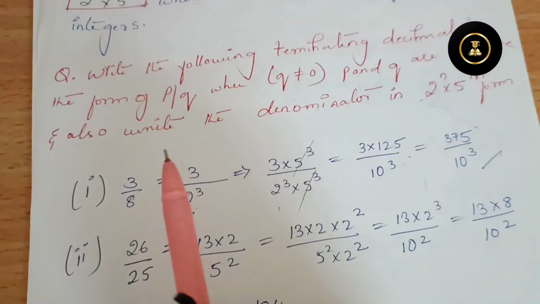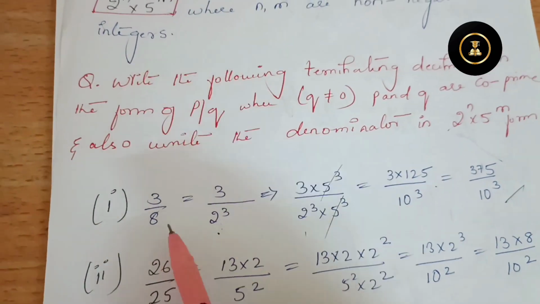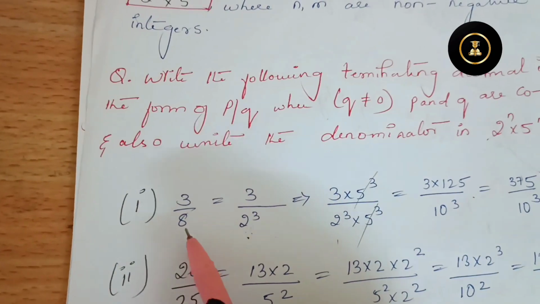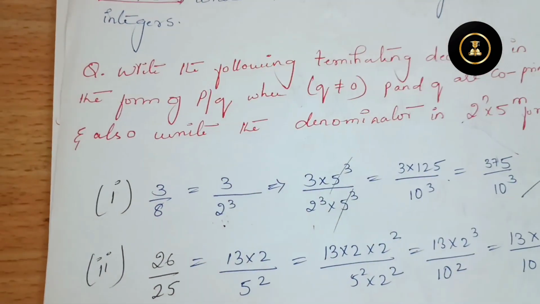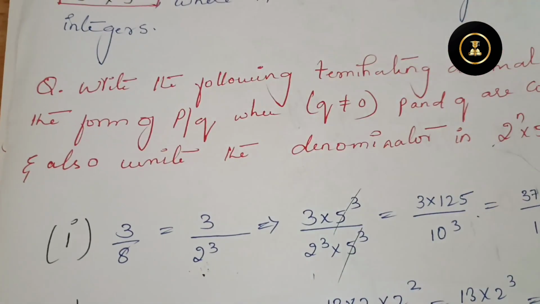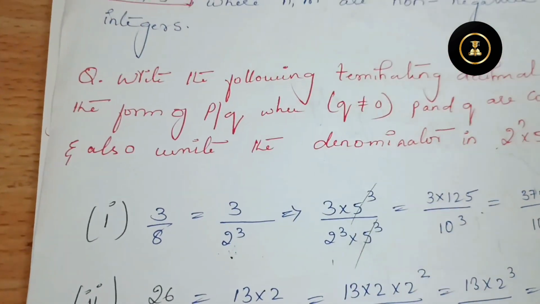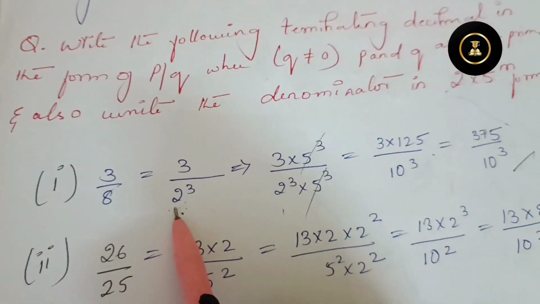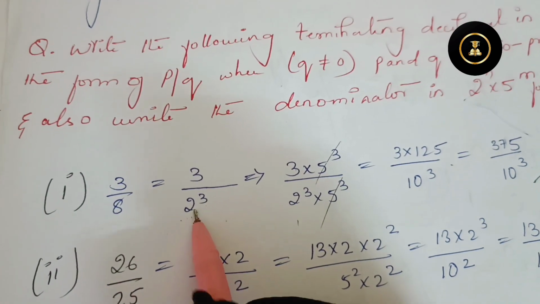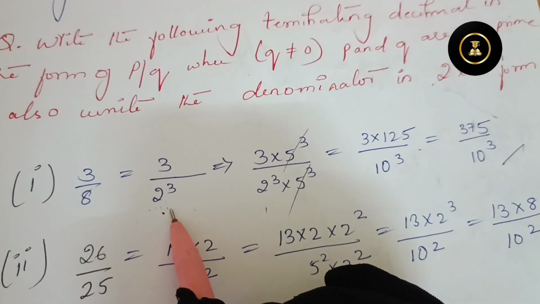So if they gave 3 by 8, right? So how do we do it? First, we have to convert the denominator into 2, otherwise 5. We just have to check whether it is converting into a 2 power, otherwise a 5 power. So 8 will become 2 cube. How 2 cube? 2 2s are 4, 4 2s are 8. So like that you should bring that into the power, and it should be in 2, otherwise in 5. So it is easily coming into 2 power 3.